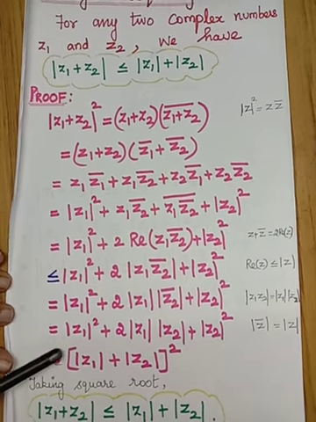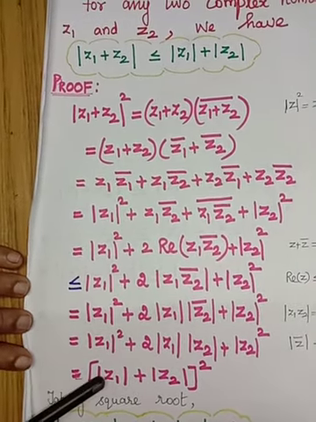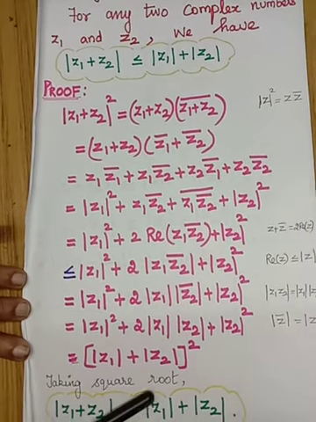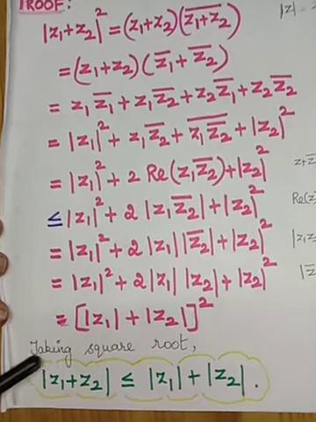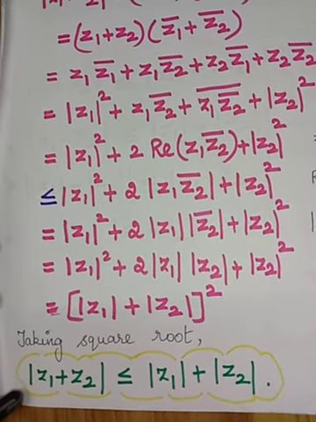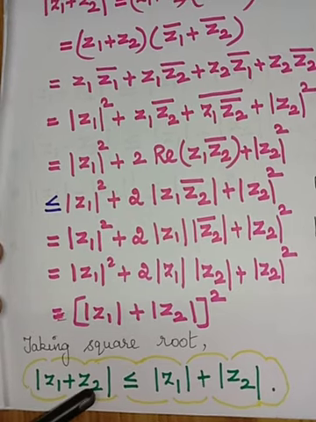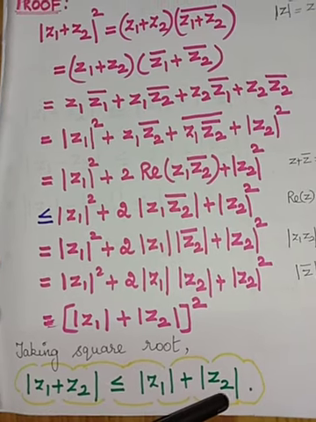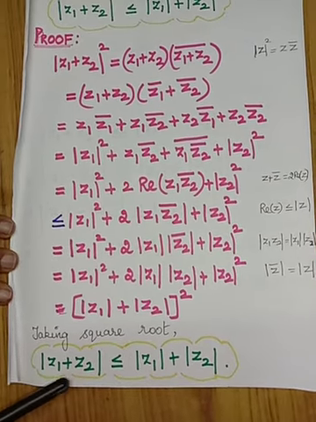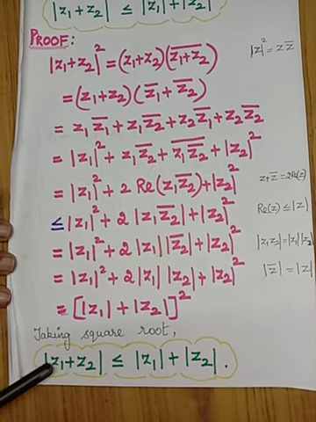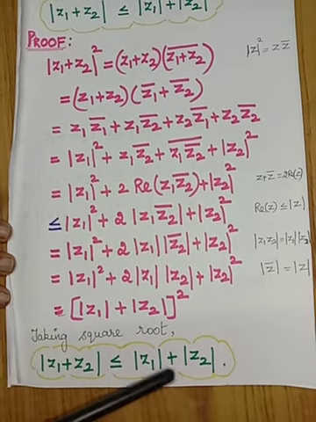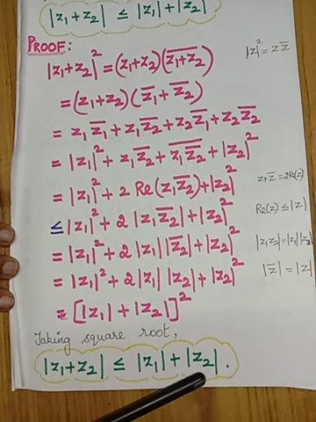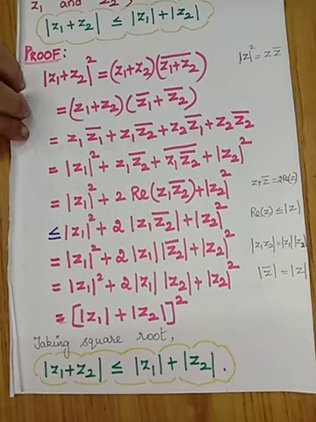So here also we have to use inequality. Less than or equal to modulus of z1 plus modulus of z2 the whole squared. Taking square root on both the sides, you have arrived at the triangle inequality. What is it? Modulus of z1 plus z2 is less than or equal to modulus of z1 plus modulus of z2. Within the modulus, a sum of two terms is there. It is not exactly equal. It is less than or equal to the sum of their moduli. So this is called the triangle inequality.